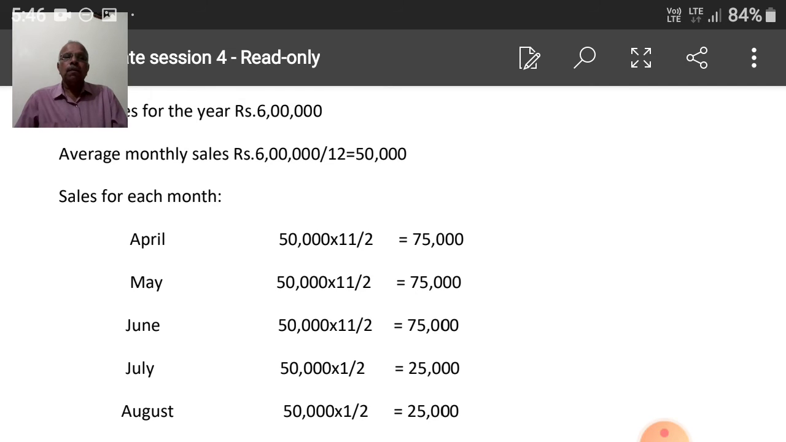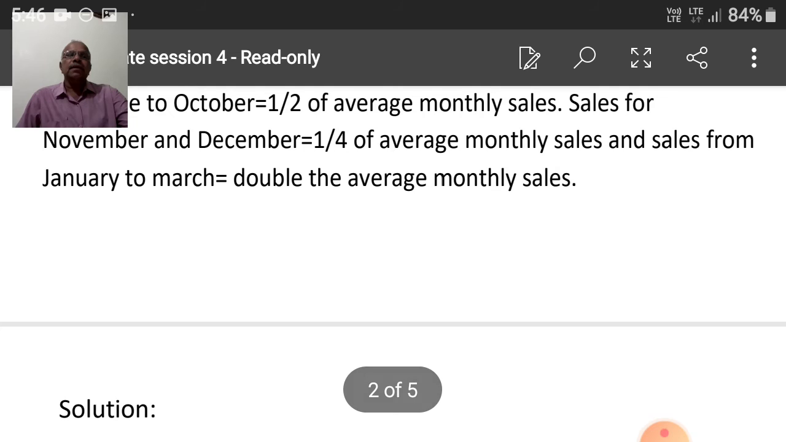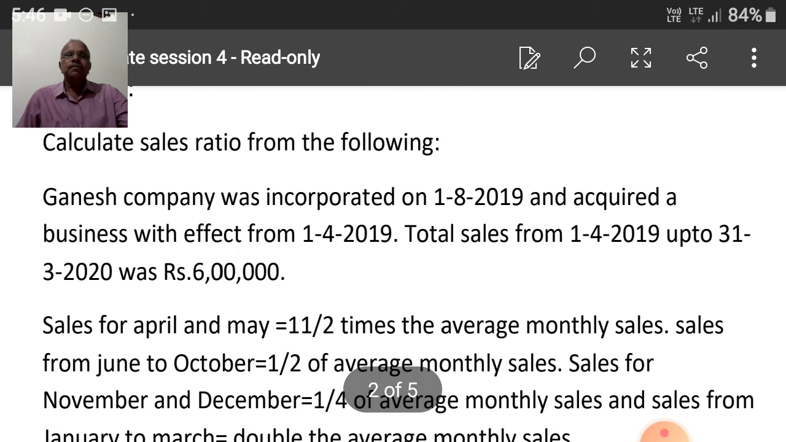May also, 50,000 into 1.5, 75,000. April, 50,000 into 1.5, 75,000. May, 50,000 into 1.5, 75,000.